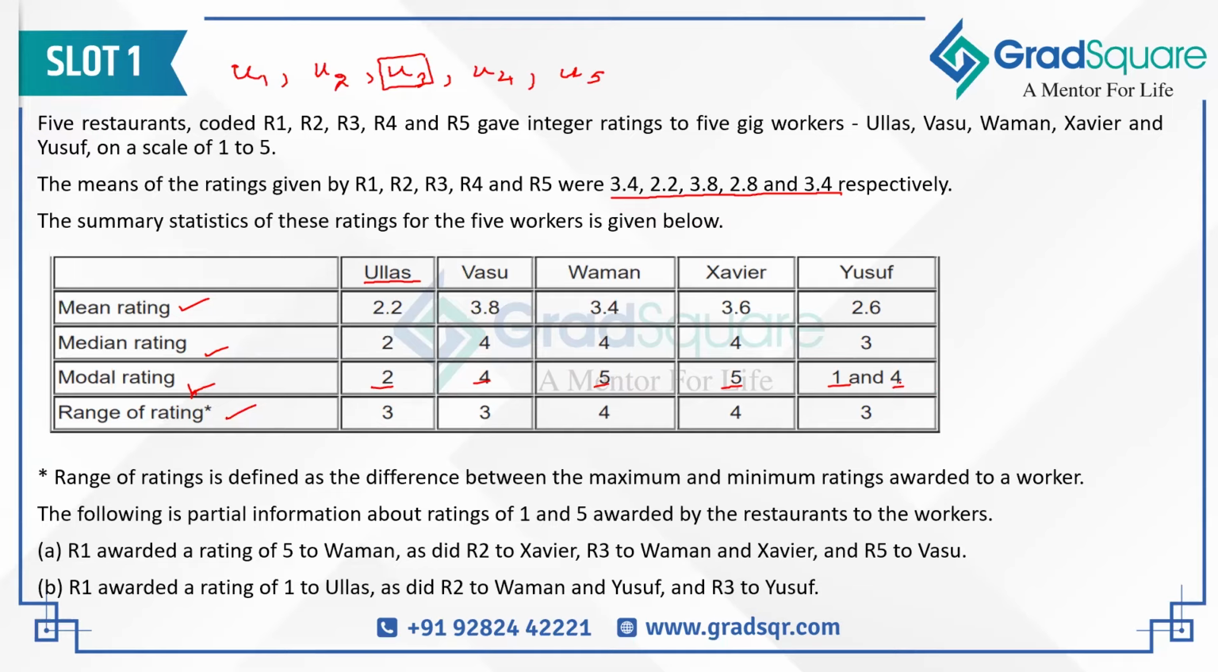And the 5th restaurant has given him some other rating apart from 1 and 4, because 1 and 4 have occurred equally frequently as rating for Yusuf. So from that, we can conclude that Yusuf has received 2 1s and 2 4s as ratings from the restaurants.